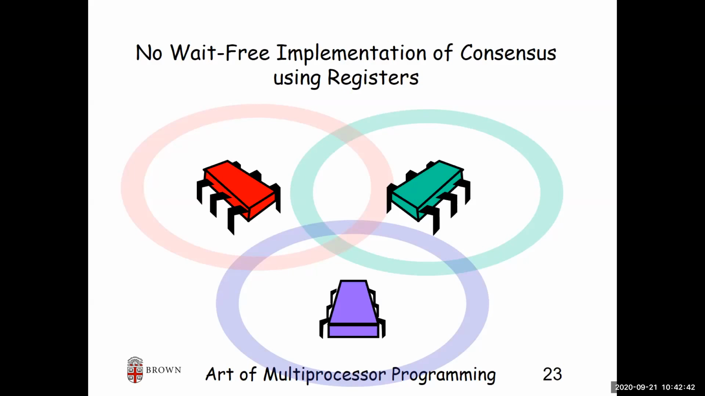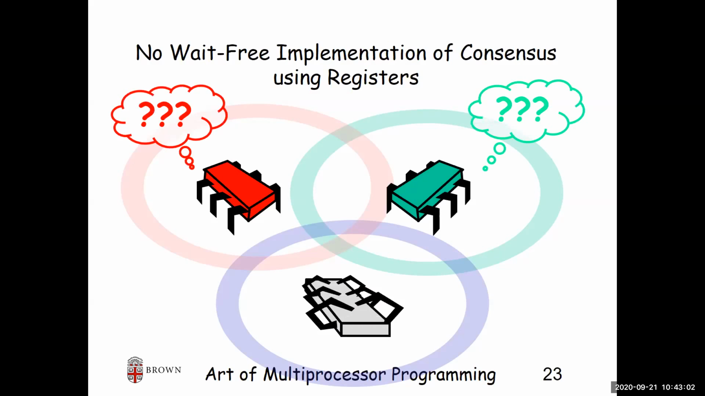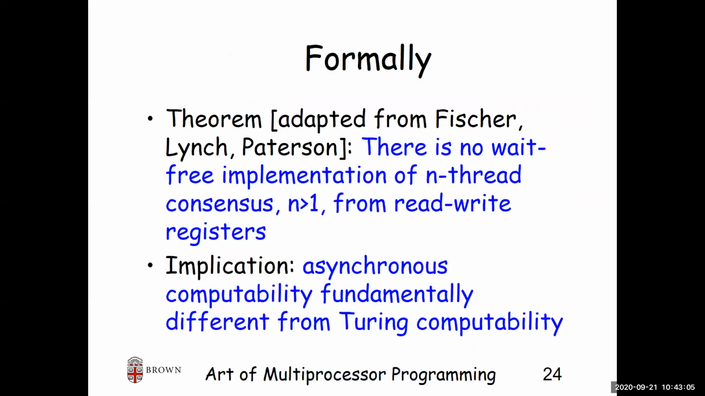It's possible to make all kinds of deadlock-free or starvation-free implementations of consensus, but we can't make wait-free. We're going to show why that's true. So formally, there's this theorem by these three authors that says there is no wait-free implementation of n-thread consensus where n is greater than 1 from read-write registers.